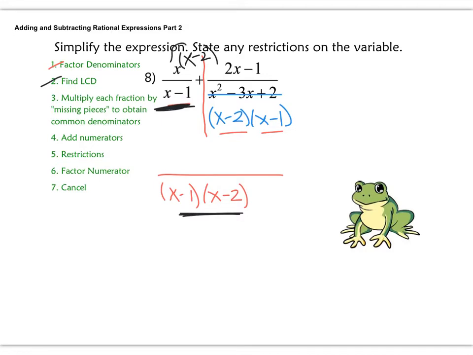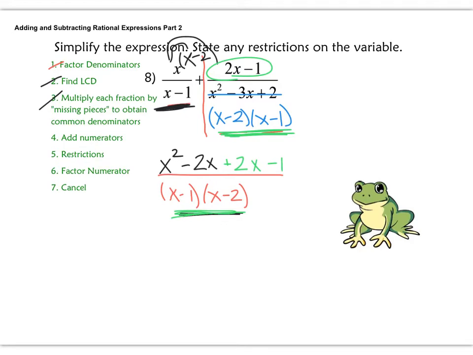And we distribute. So we get x squared minus 2x. All right, and then what is this side missing to look like this? And it's not missing anything. It's got both pieces already. So this top doesn't need multiplied, but it is in fact still here. So a positive 2x minus 1. All right, that was step 3.